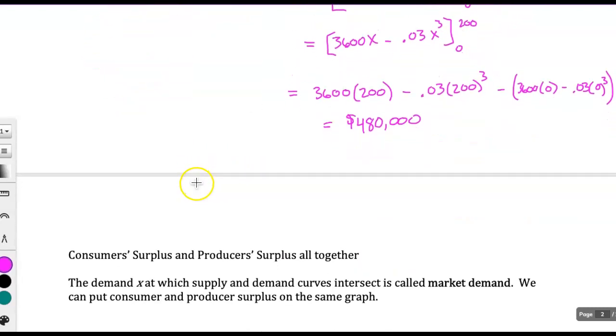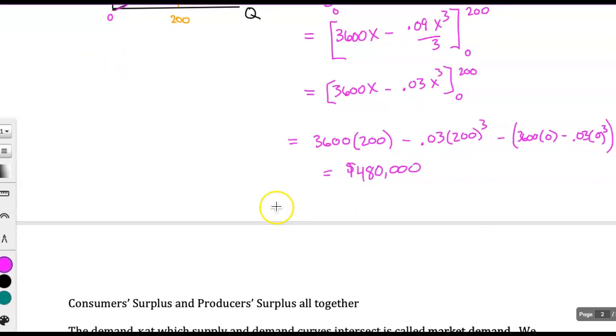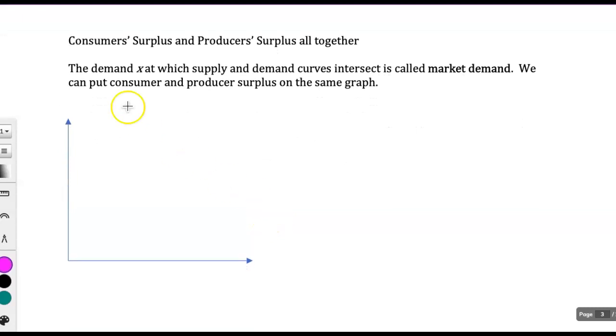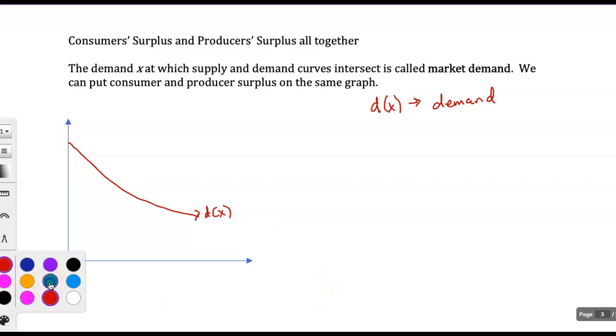I'm going to write the formulas down again, actually, I'll do it on the next one. I will put a problem together and then we can check it out. I'm going to put consumer surplus and producer surplus together on the same graph. First, I'm going to start with a demand curve, D of x. Here is the demand curve, downward sloping. And then we're going to have an upward sloping supply curve. So this is supply.